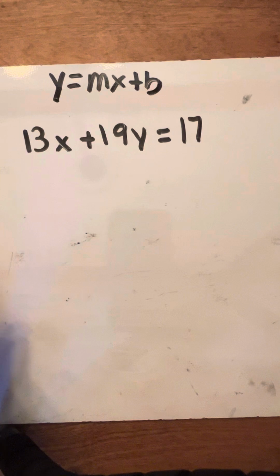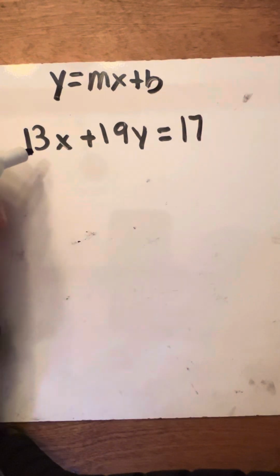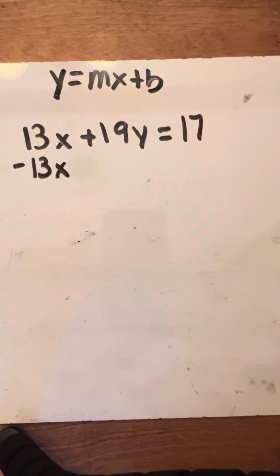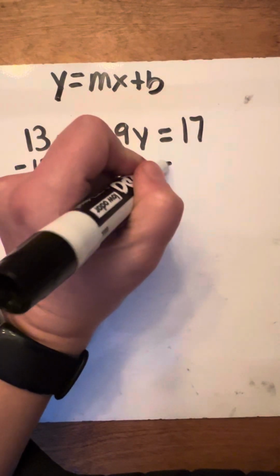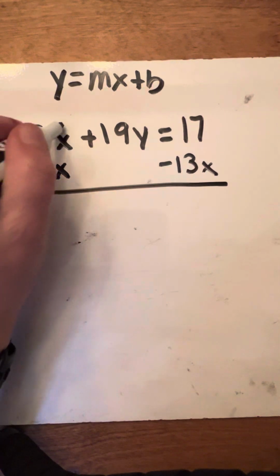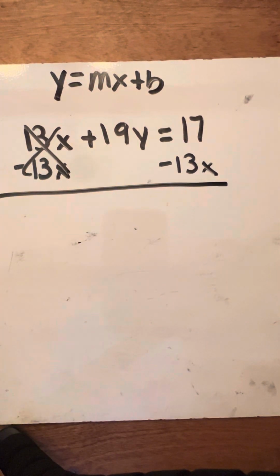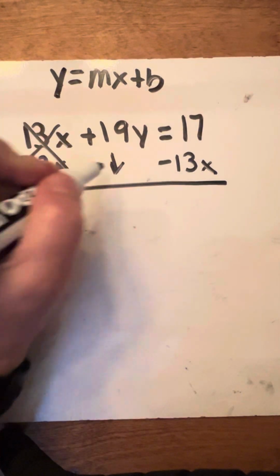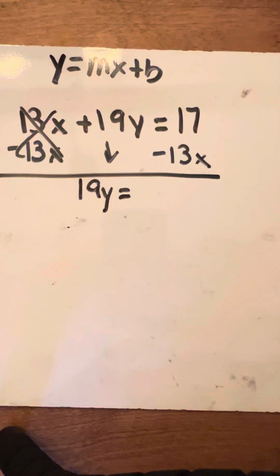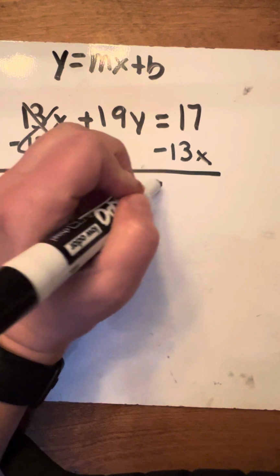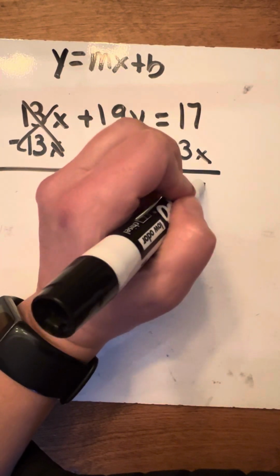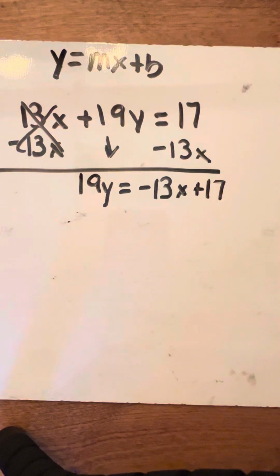So the first thing I'm going to do is to get that 13x out of there. The only way I can move it to the other side is to subtract it because it is positive. So I will do that on both sides. And when I do that, this will eliminate this over here. So now it's completely gone. I'm still left with the positive 19y here. And then over on this side, I'm just going to have this negative 13x. I'm putting that first, and I'll tell you why in a second. That's a positive 17, so we'll put plus 17.